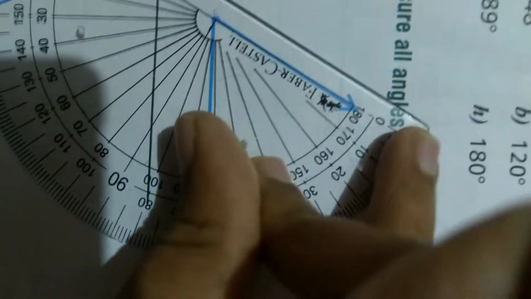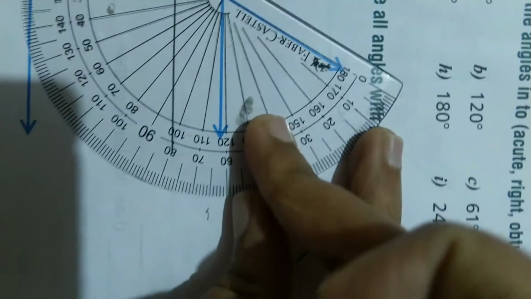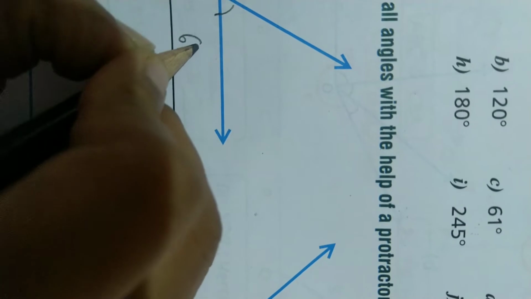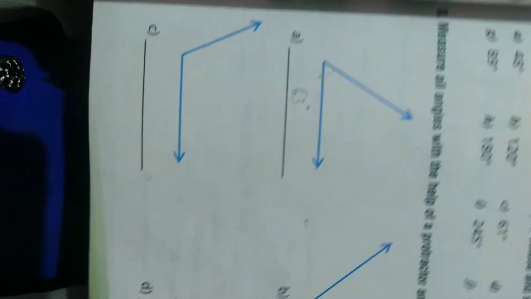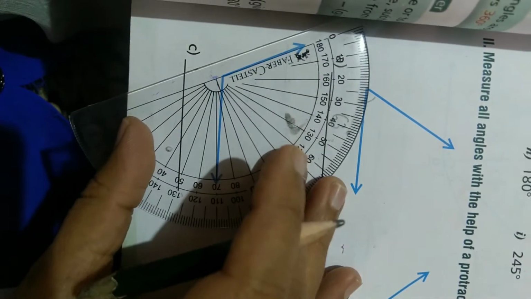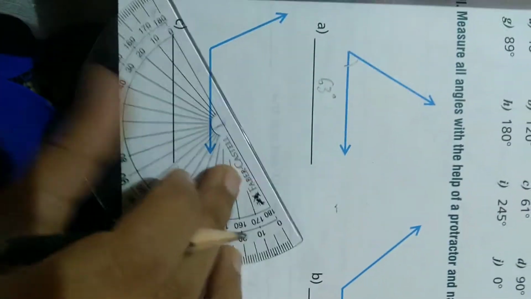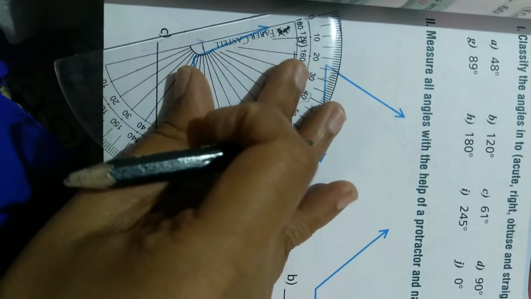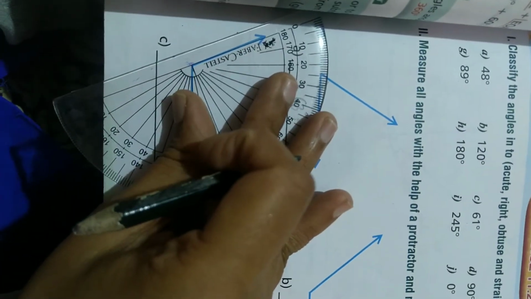My one arm is at 0, so I count from there and my other arm ends at 63. So my first angle here is 63 degrees. Let me show you the next one. I'm not able to keep it here, children. So I can take this arm as my base and I keep my protractor.